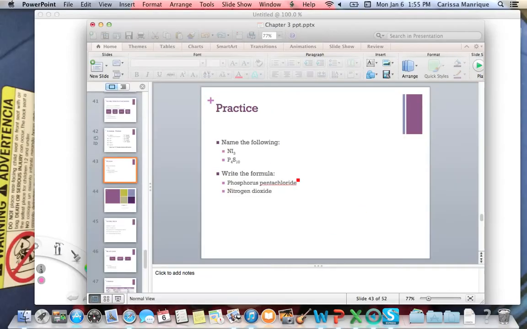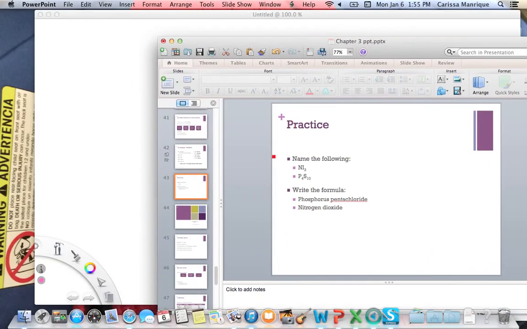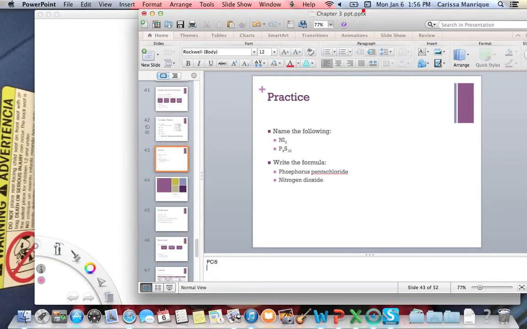So let's look here. What if we had phosphorus pentachloride? So phosphorus, that's P. Penta is 5, and chloride is Cl. So that would be PCl5. Look at the next one. Nitrogen dioxide, that's NO2. It's nitrogen, mono meaning 1, and then di, 2 oxides. So that's how you name molecular compounds. And remember, molecular are between 2 nonmetals. There's no metals in these.